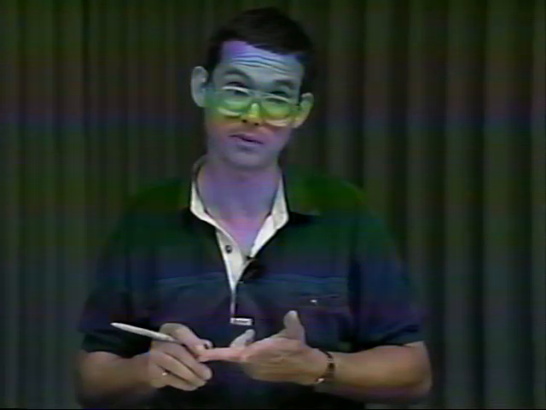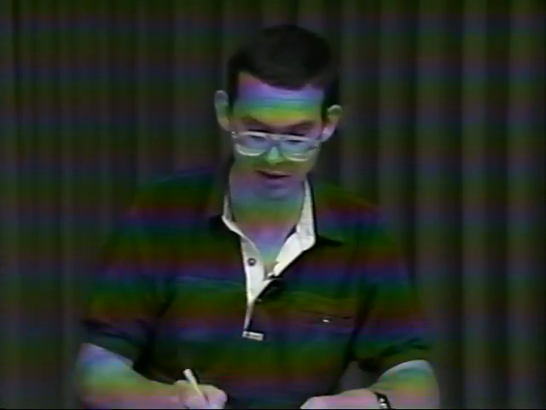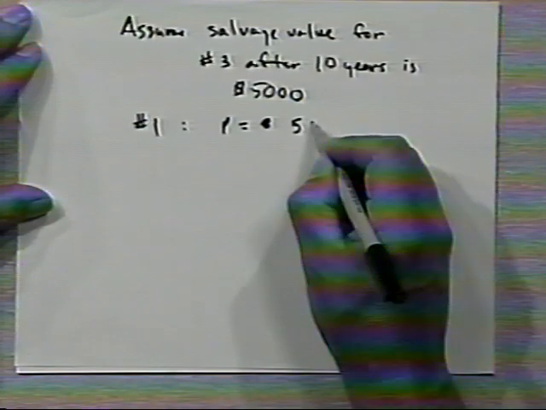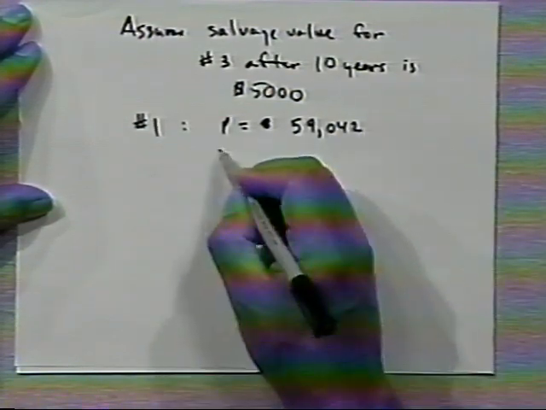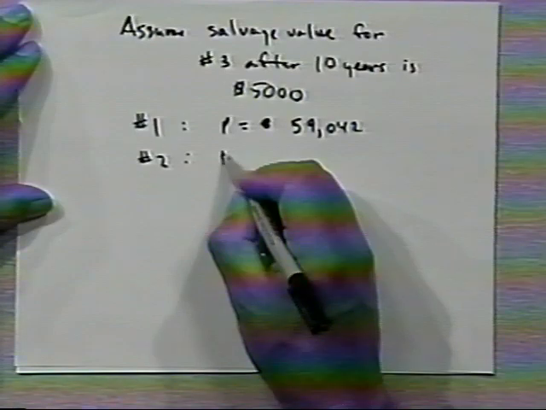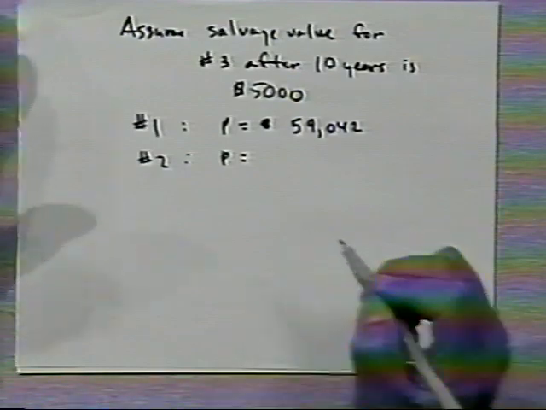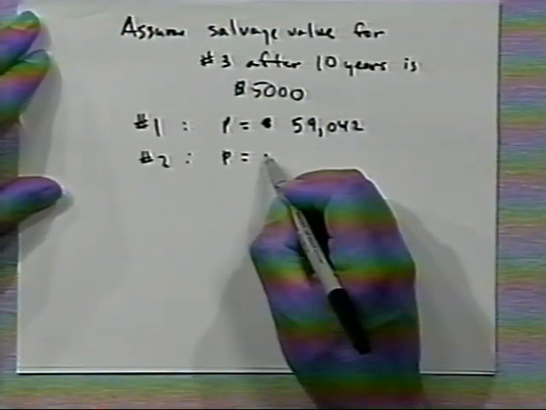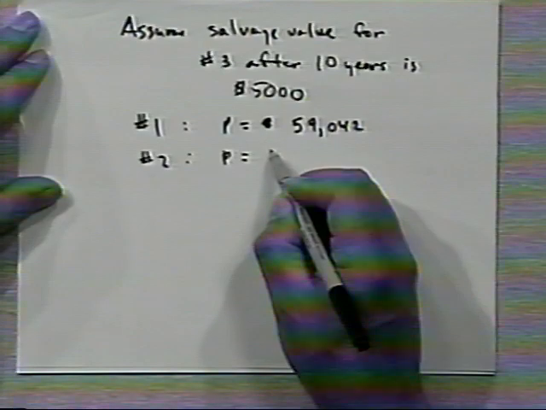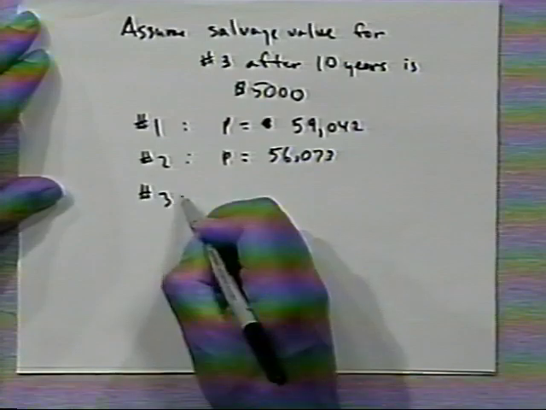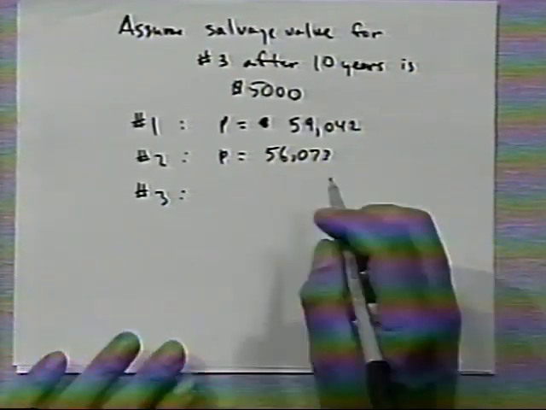We know the answer for alternative 1 and 2 because we calculated that before. So for number 1, from previous work, we've calculated that the present cost for a 10-year period is $59,042. And for number 2, we calculated that the present worth, the present cost for a 10-year study period was $56,073. For number 3 now, we have the following calculation.